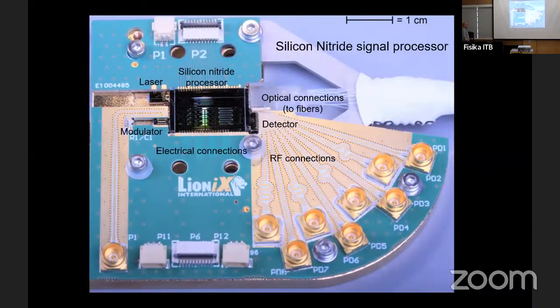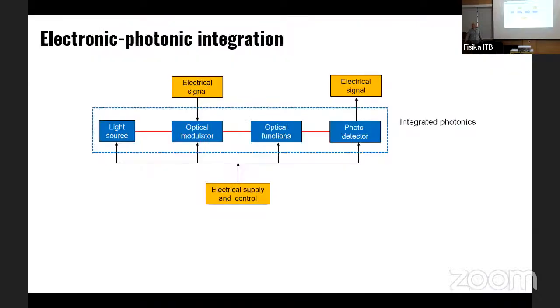Okay, but we actually can do a bit better. This is hybrid integration. So you have a laser chip in indium phosphide, coupled into a silicon nitride processing chip, very similar to what you've seen before, and a detector chip in indium phosphide. And then you come in with RF and DC electronics to control the entire chip and some optical fiber ribbon. So a bit better in terms of integration.